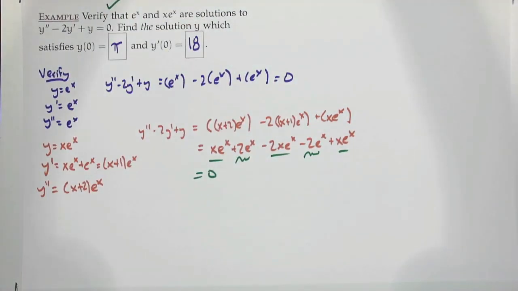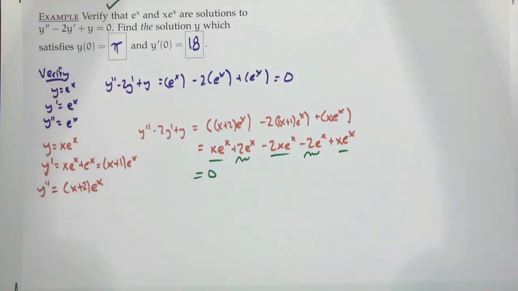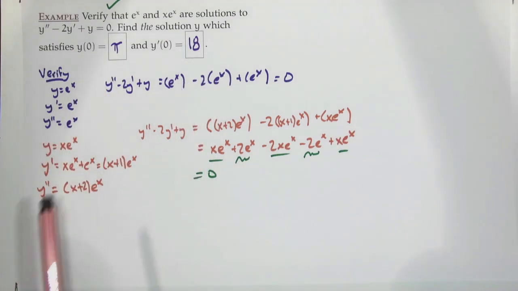Now, find the solution. Now you might say, well, great, we have two solutions. Is e to the x, does that work with these initial conditions? So like, does e to the 0 equal pi and e prime to 0 equal 18? No. So it's not that one. No problem. We have a second one. What about x e to the x? Does that satisfy the conditions? No. Dang it. So what are we going to do?